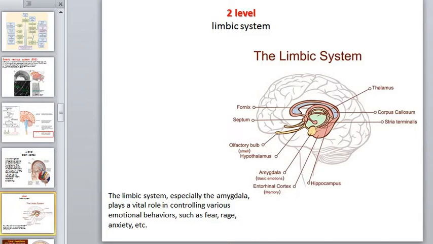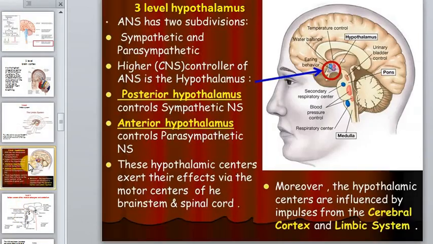The second level, limbic system. The limbic system, especially the amygdala, plays a vital role in controlling various emotional behaviors such as fear, rage, and for internal organs it's always a change in their work. At the third level, the hypothalamus integrates autonomic response and endocrine function with behavior, controls blood pressure and electrolyte composition, regulates body temperature, controls energy metabolism, regulates reproduction, controls emergency response to stress, especially stress.